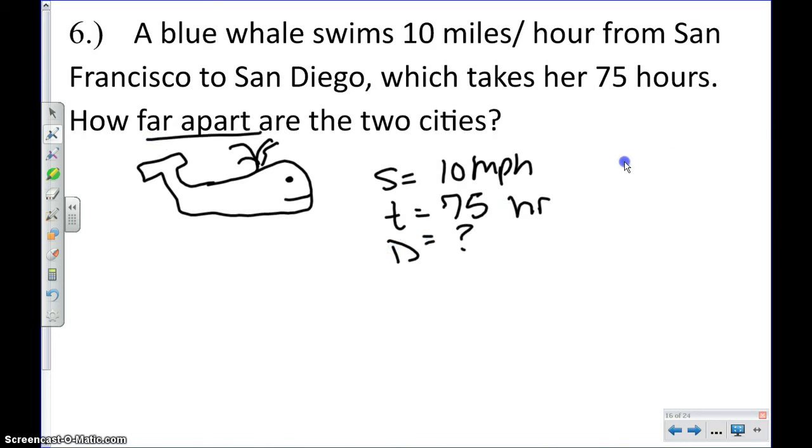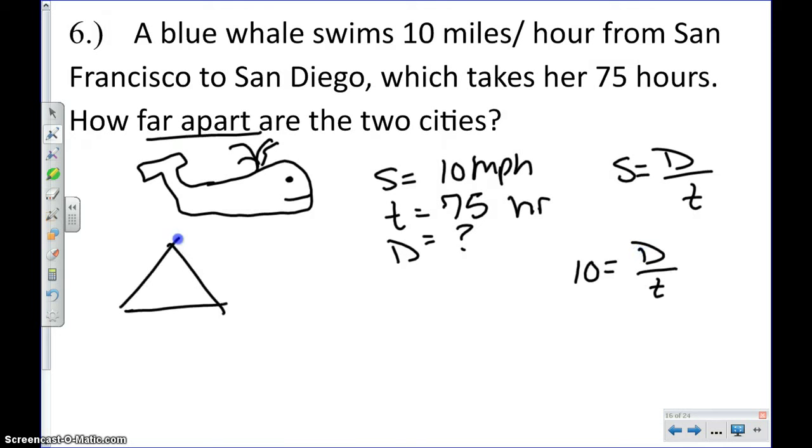I don't know. So I'm going to use this formula, S equals D divided by T, and I'm going to plug in 10 equals D divided by T. Again, you could use the triangle here if you wanted to. So if you cover up the T, it's going to be D divided by S. I'm actually going to solve this one algebraically.